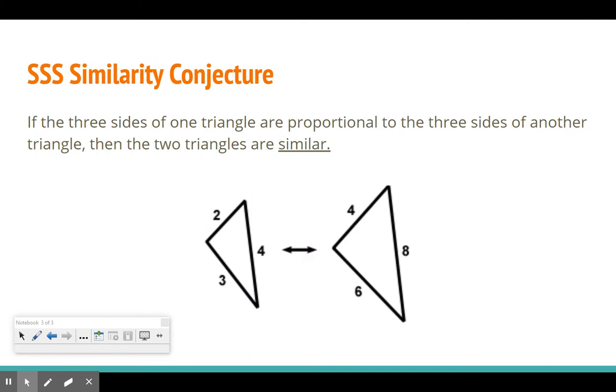Next, we also have the side-side-side similarity conjecture. Unlike when we had the side-side-side congruent shortcut, where we needed to know that the sides are congruent, with similarity the sides are just proportional to each other. So as long as we know that the sides are proportional to the other 3 sides, then we know that the triangles are similar.